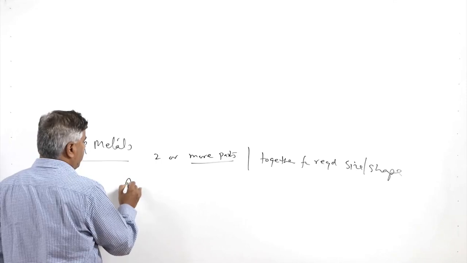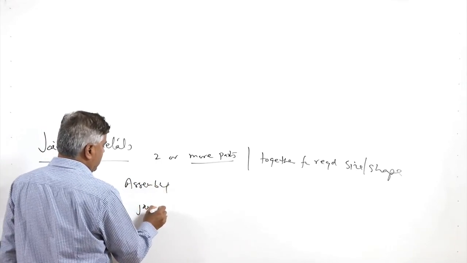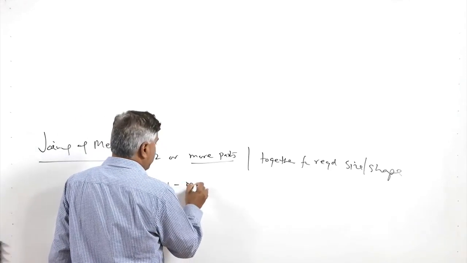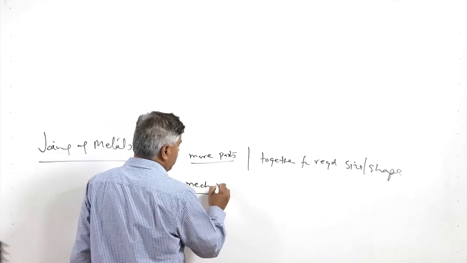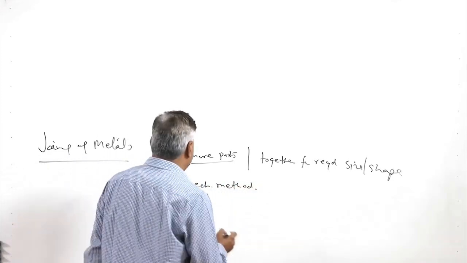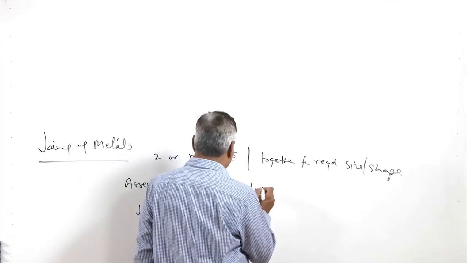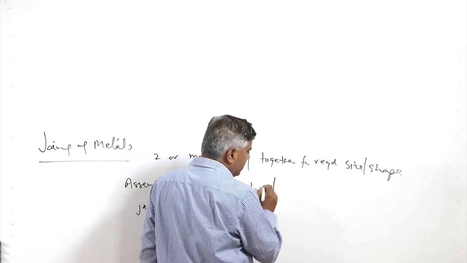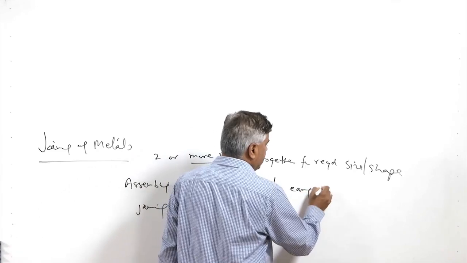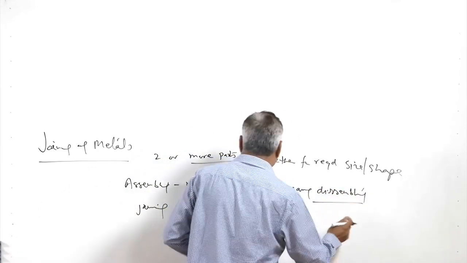For this purpose, basically two approaches are used. One is called assembly, another is called joining. In assembly, basically mechanical methods are used, like riveting and nuts and bolts, even press fitting is one of them. But here most of the methods allow easy disassembling of the parts if required.